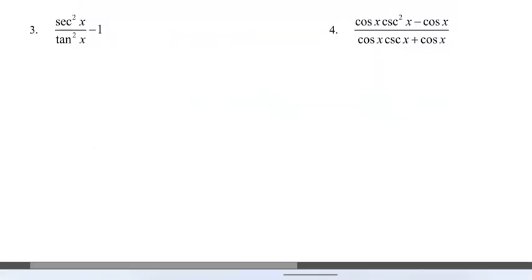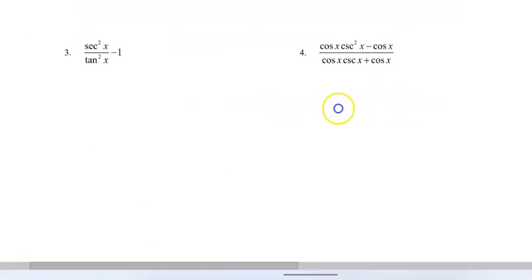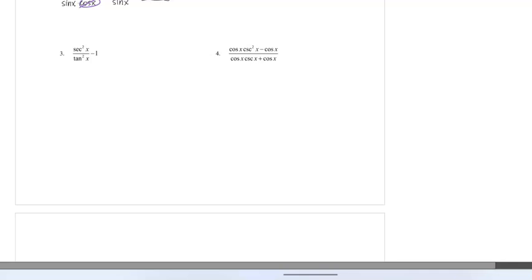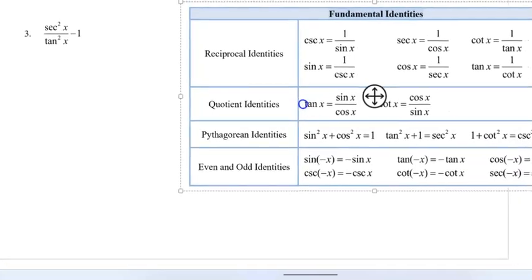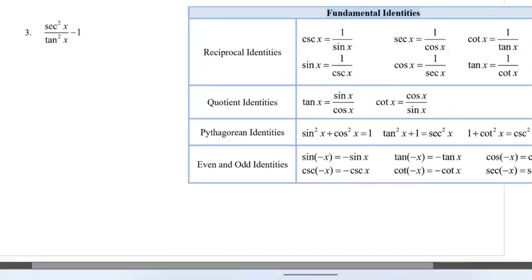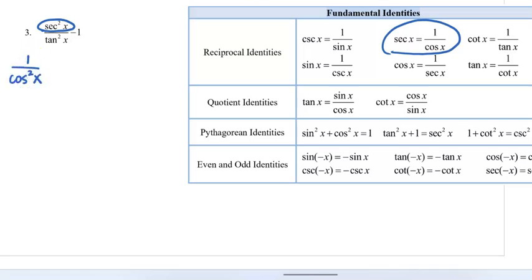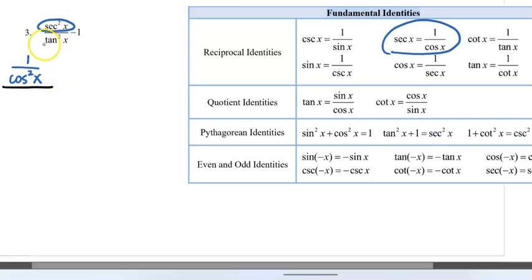We're going to start number 3 off the same way using our fundamental identities. I want to rewrite this expression so that we only have sine and cosine. In the numerator, we have a secant squared, and I'm going to use the reciprocal identity that secant is 1 over cosine to replace the secant squared with 1 over cosine squared. In the denominator, we have a tangent squared. We'll use a quotient identity to replace that with sine squared over cosine squared.